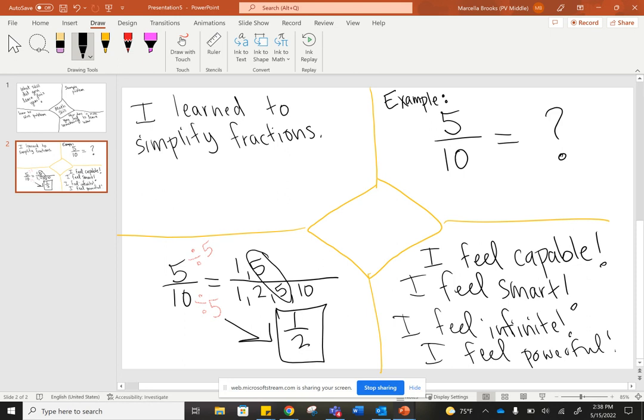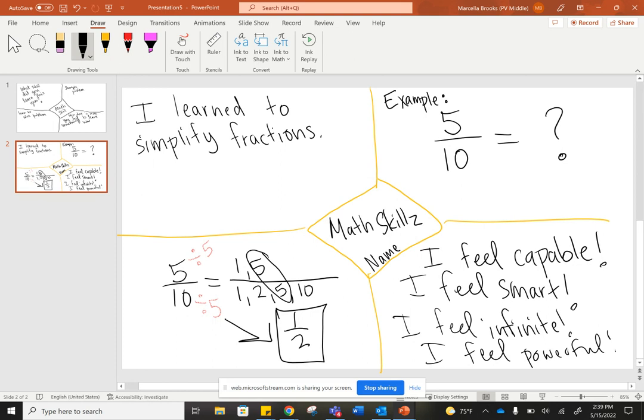In the middle, you could title it whatever you want. You have to have your name, though. So, name, math skill. I'm going to title mine Math Skills. But you can call it whatever you want, as long as you have your name on there.